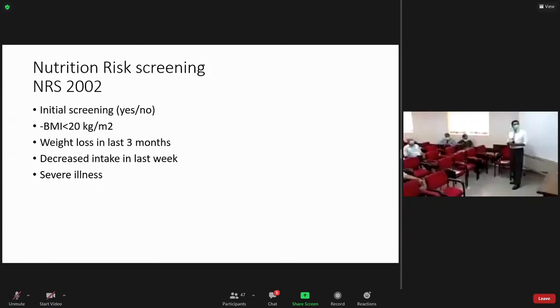Next slide, please. So this is the NRS 2002 Nutrition Risk Screening tool. It contains 2 steps. Initial screening is the first step. If the answer is yes to any one of these questions, then we go for the next step. So, whether the BMI is less than 20, whether the patient has lost weight during the last 3 months, whether food intake has decreased during the last week, or whether there is severe illness.